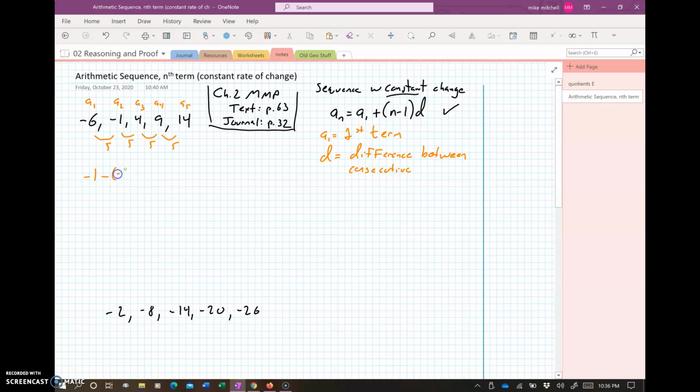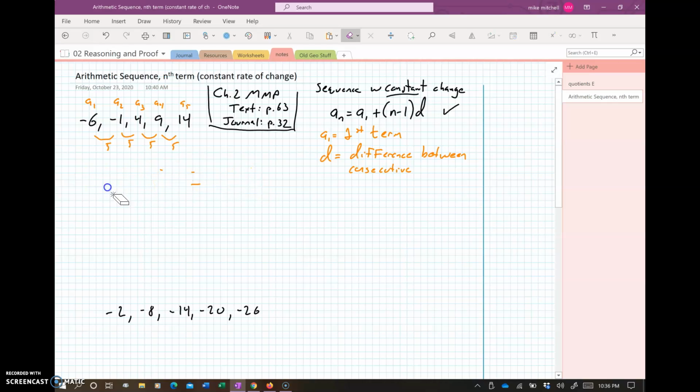-1 minus -6. That changes to plus a positive. That's 5. 4 minus -1. That changes to plus a positive. That's 5. 14 minus 9. That's 5. All those come out to 5. You can subtract it anywhere and get that.